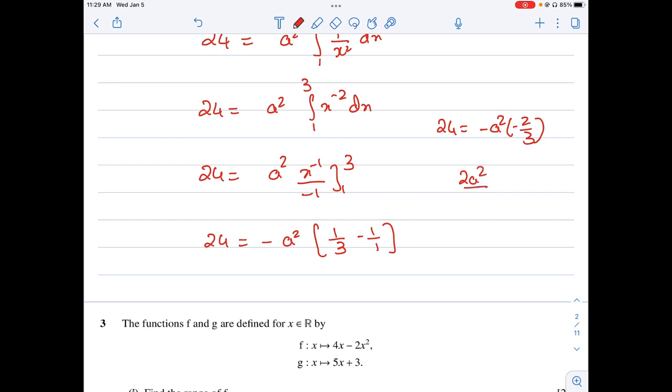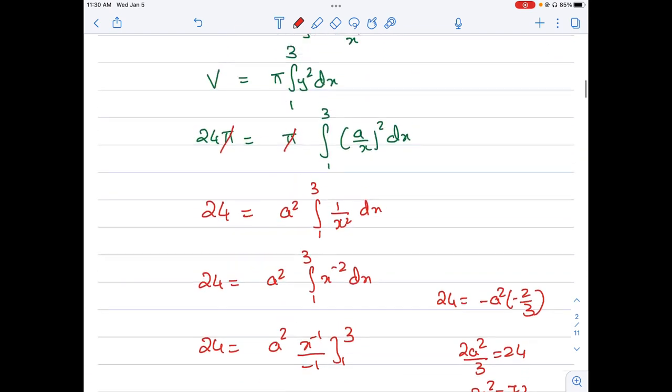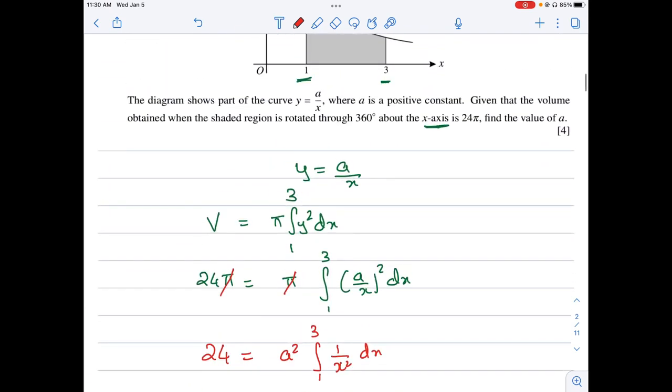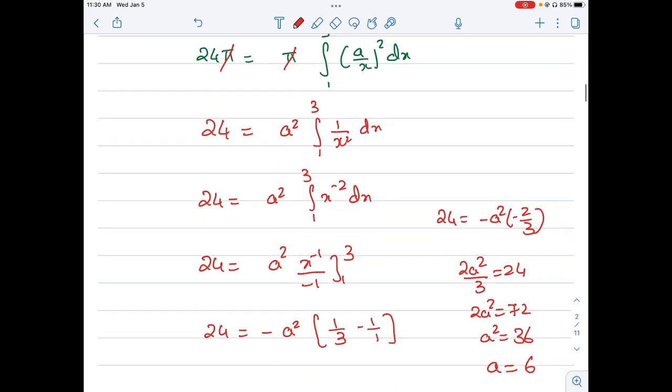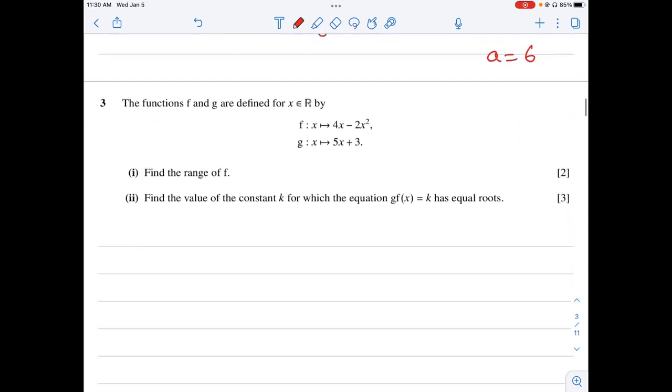So 2a square upon 3 is equal to 24. 2a square is equal to 72. A square is equal to 36. A is equal to 6. So what is the value of a? A is equal to 6. I get plus or minus 6, but a is a positive constant. So therefore I take a is equal to plus 6.